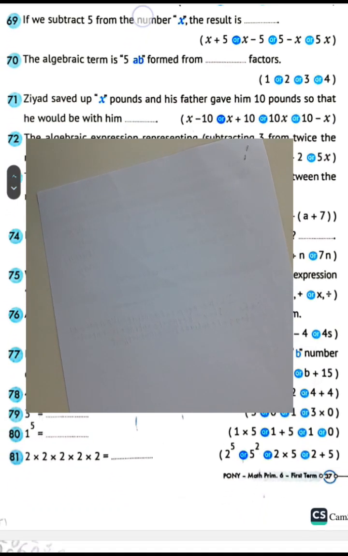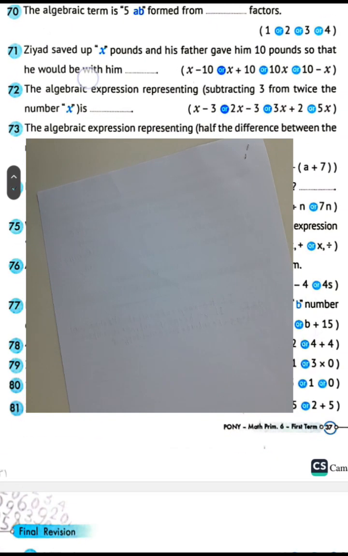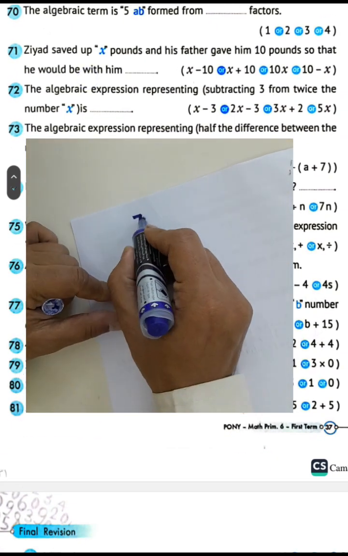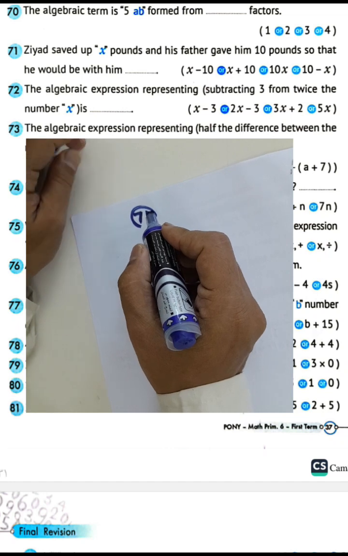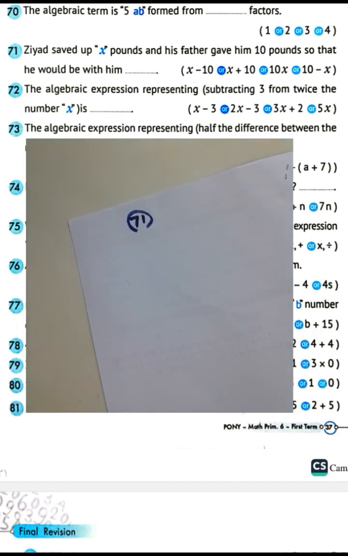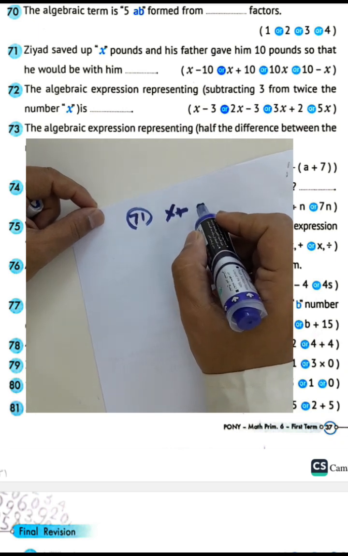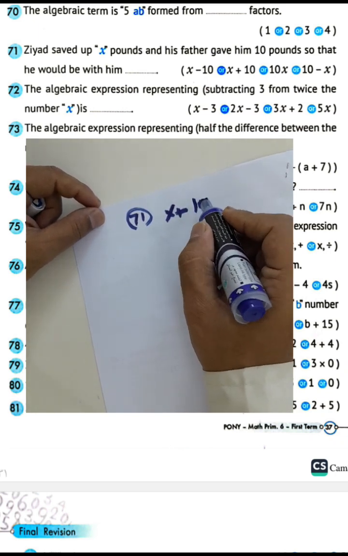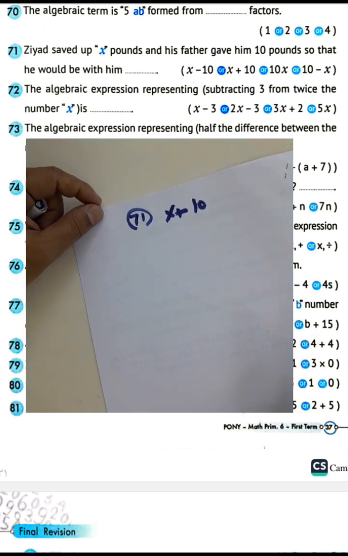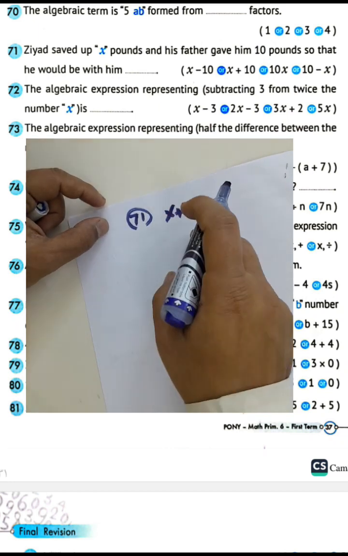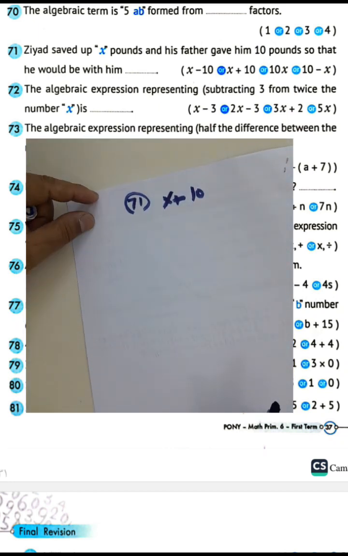Question 71. Ziad saved up £X and his father gave him £10, so he would have X plus 10, because his father gave him £10. Ziad saved up £X and his father gave him 10. X plus £10 is with Ziad now.